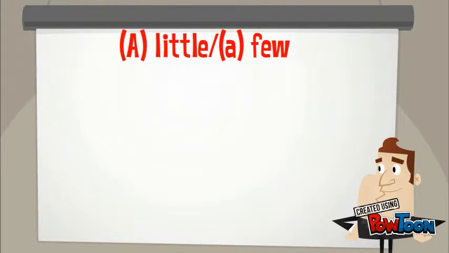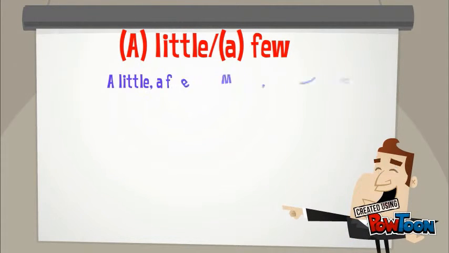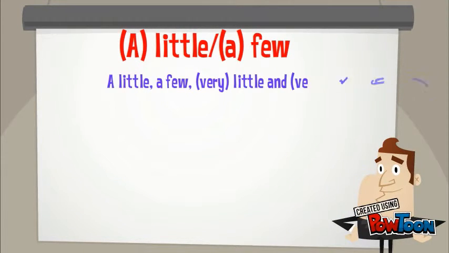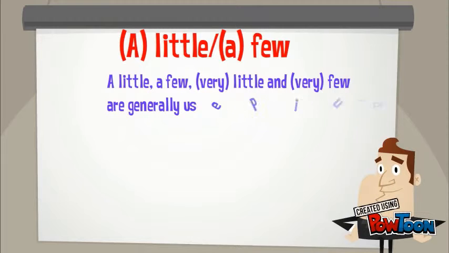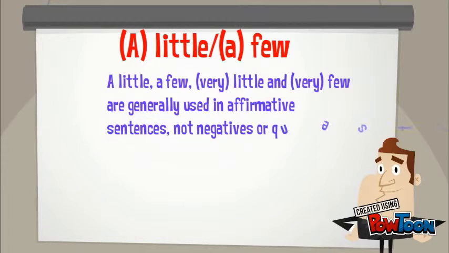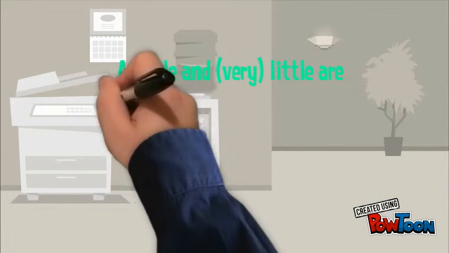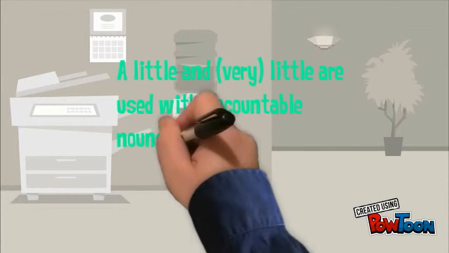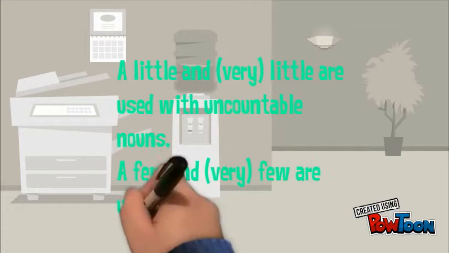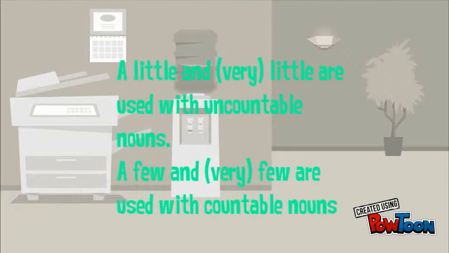A little and a few are quantifiers meaning some. Little and few have negative meanings. We use a little with singular uncountable nouns. We use a few with plural countable nouns. Little and few are quite formal and more negative in meaning, and we often use very before them.